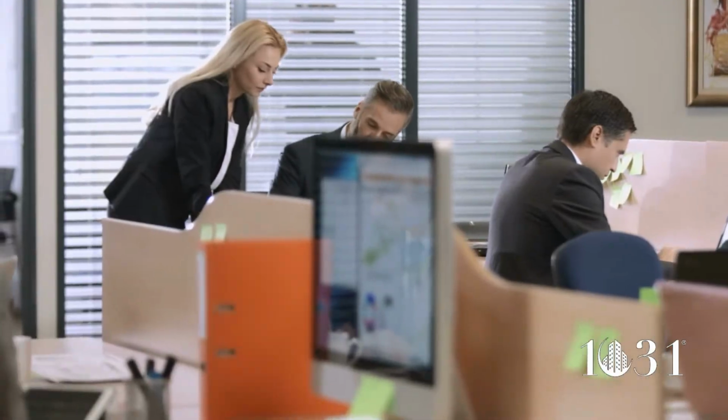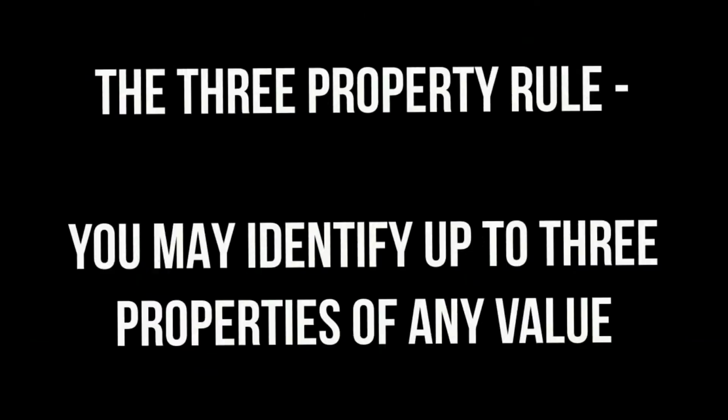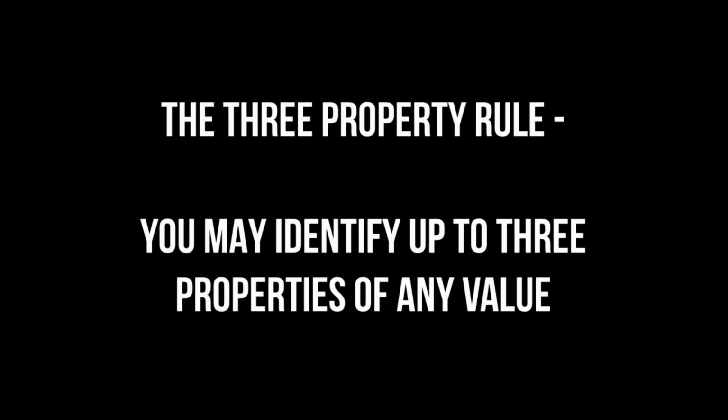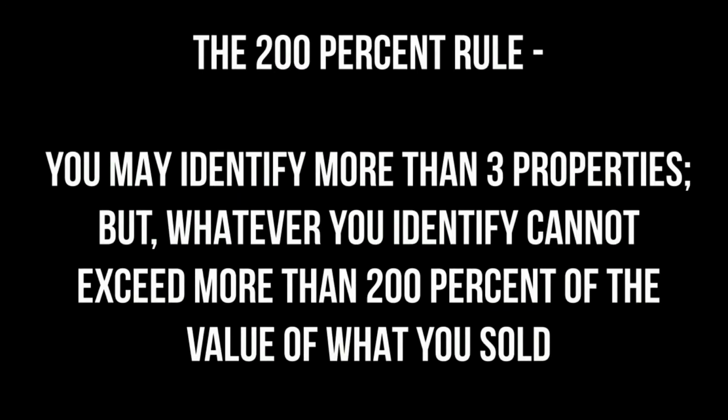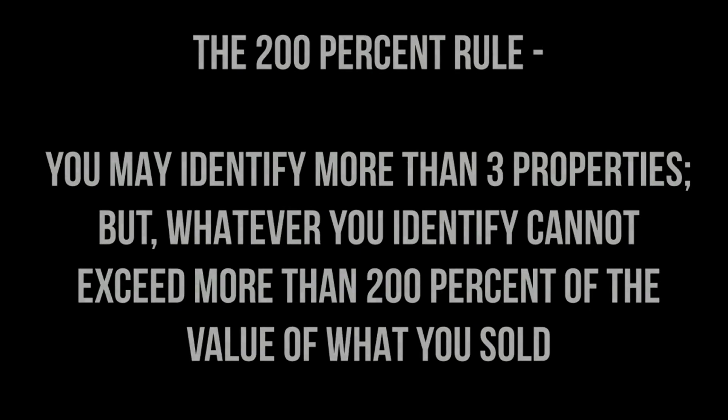Now, when you identify, you must use one of two identification rules or one exception. The first rule is the 3 property rule, in which you can identify up to 3 properties of any value. The second rule is the 200% rule. You can identify more than 3, but the total aggregate value of the property you identify cannot exceed 200% of the property you sold.